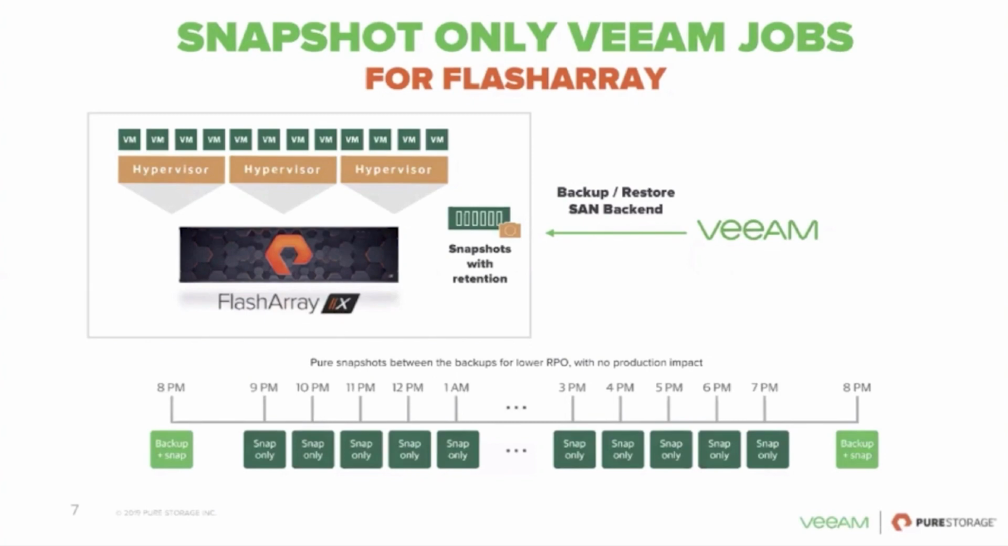So in between your backup job runs, as this example is showing, what we can do is we can also schedule storage snapshots within Veeam Backup and Replication itself. So you don't have to go into the FlashArray console and create or schedule any backups. We can do it all directly from Veeam. And we can use those snapshots to augment your backups, right?